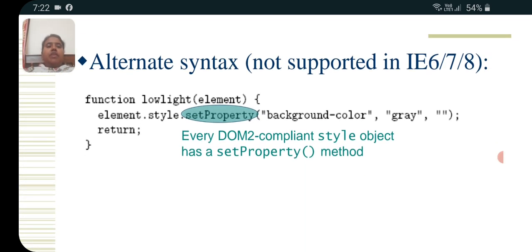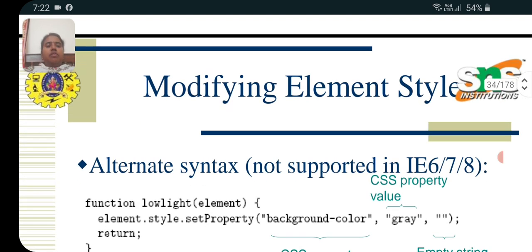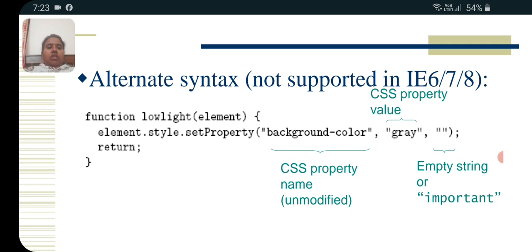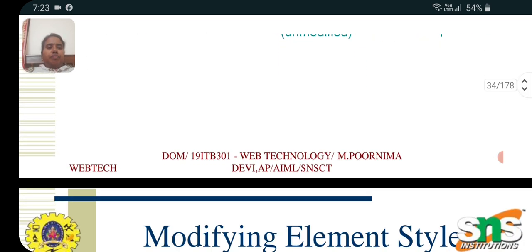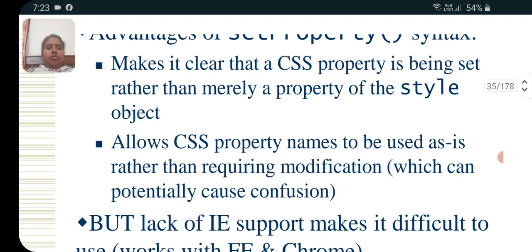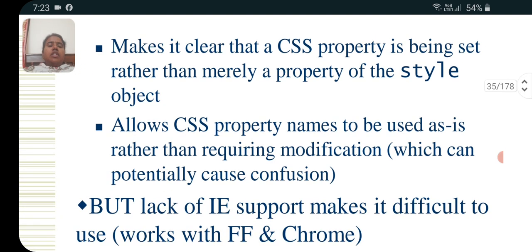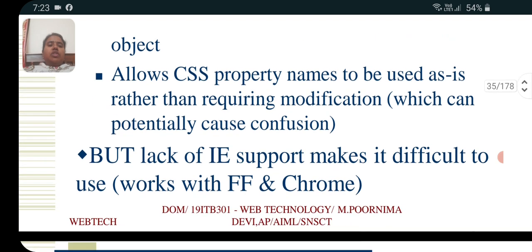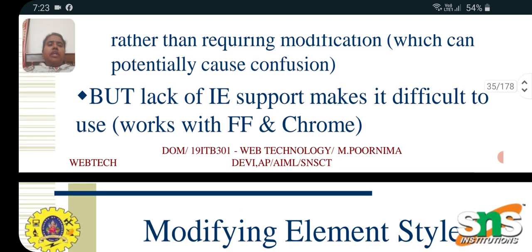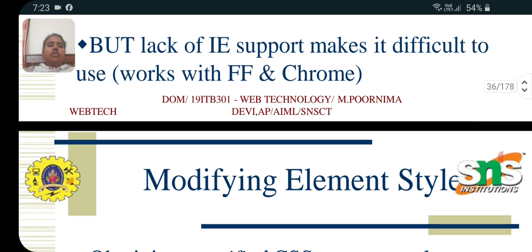Here is setProperty. Every DOM2 compliant style object has a setProperty method, for example background-color, the CSS property name unmodified, with a value and an empty string or "important". The advantage of setProperty is that it makes it clear that a CSS property is being set rather than merely a property of the style object. It allows CSS property names to be used as they are rather than requiring modification, but lack of IE support makes it difficult to use.